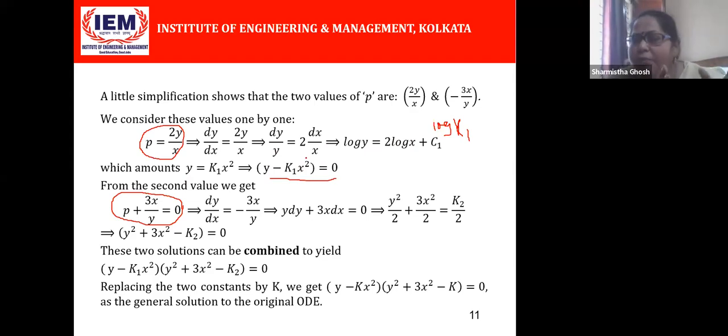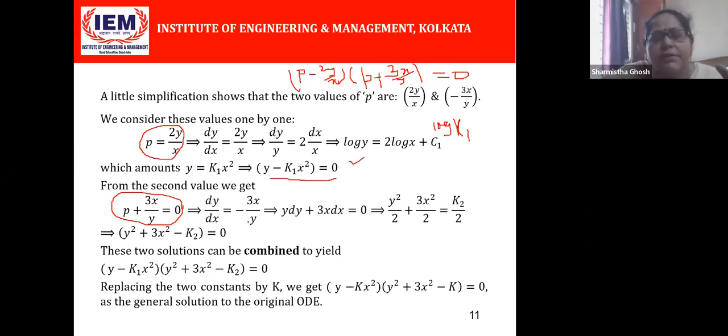Basically, the equation has been factorized like this. The first factor is p minus 2y by x, and the second factor is p plus 3x by y. So the first one, p minus 2y by x equal to 0, we have solved, and this is the solution. Now the second one is p plus 3x by y equal to 0.